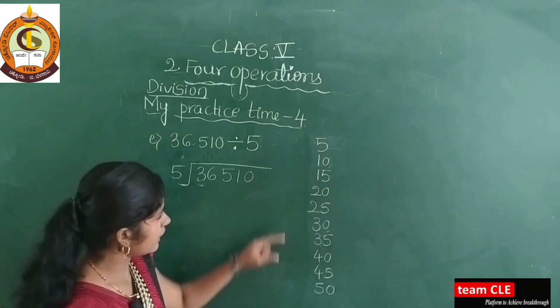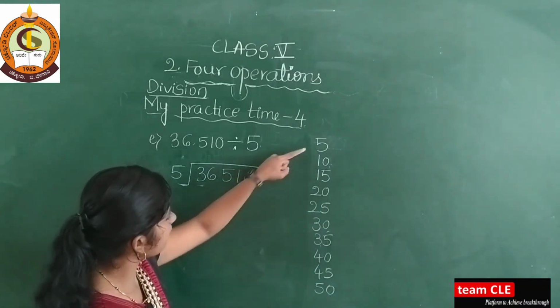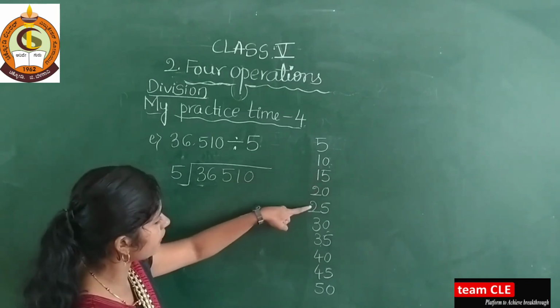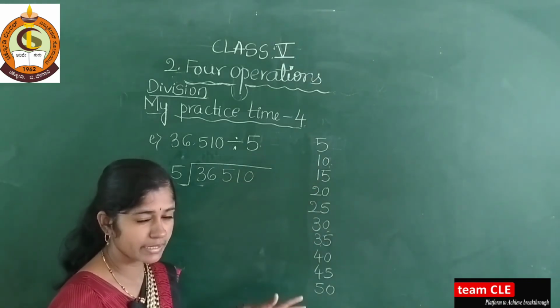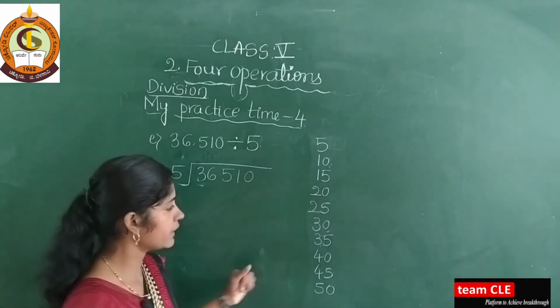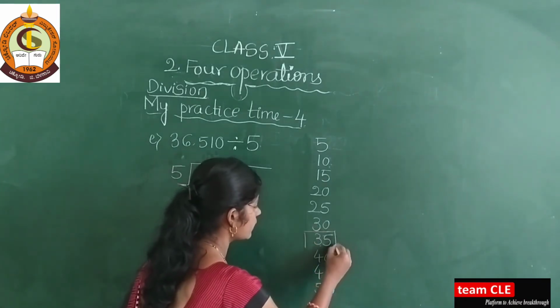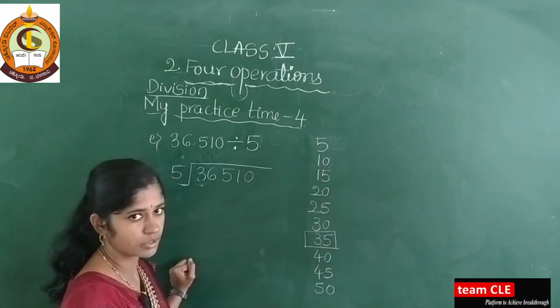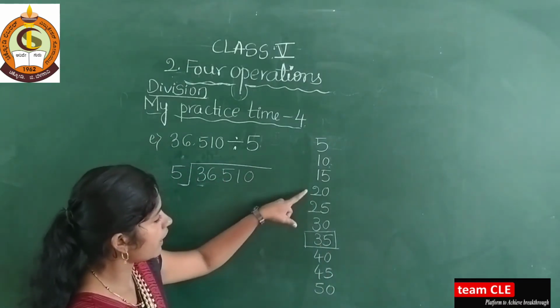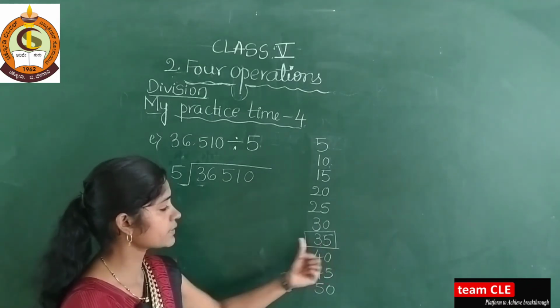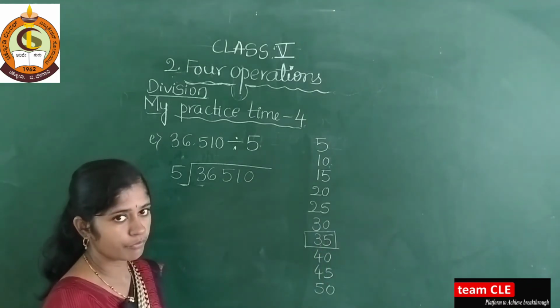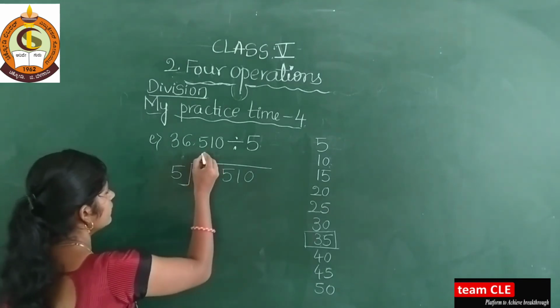No. Numbers less than 36 are 5, 10, 15, 20, 25, 30, 35. All are smaller than 36, but the nearest smaller one is 35. Got it? 30, 25, 20, 15, 10, 5 are all smaller, but the nearest is 35. So I will take 35 here.